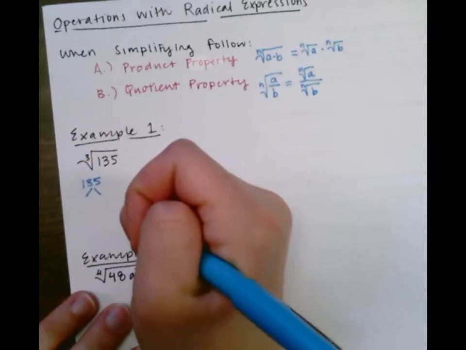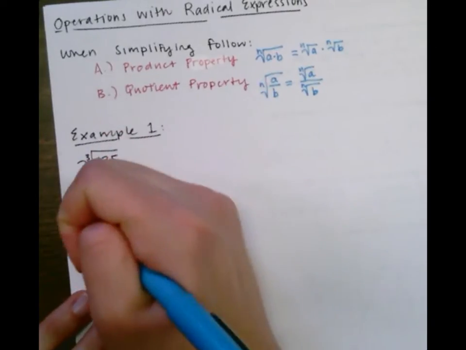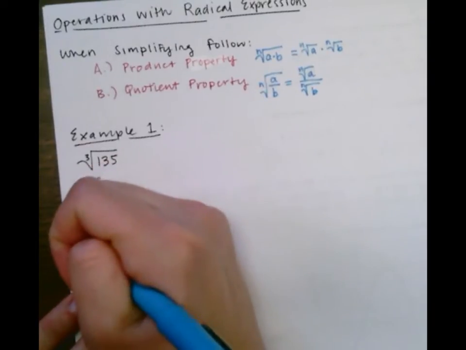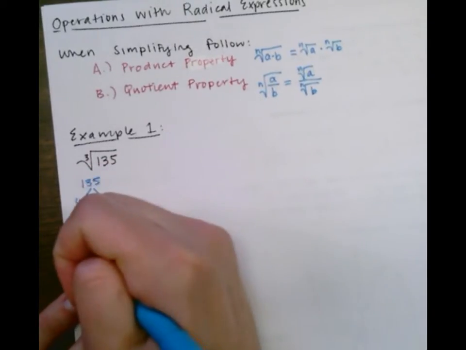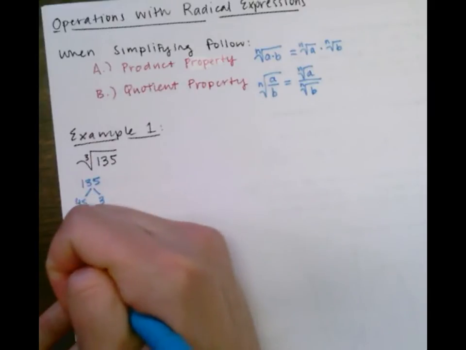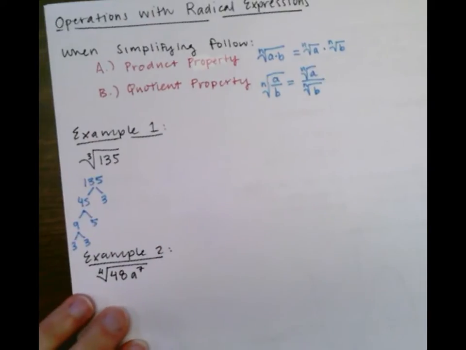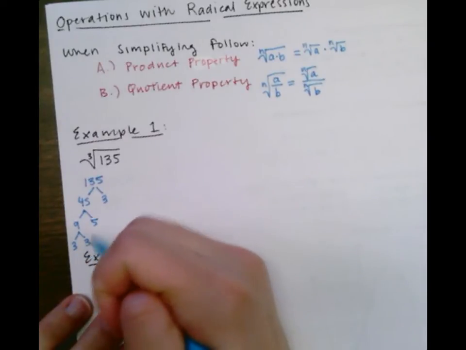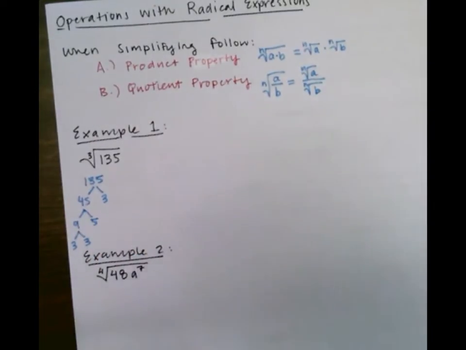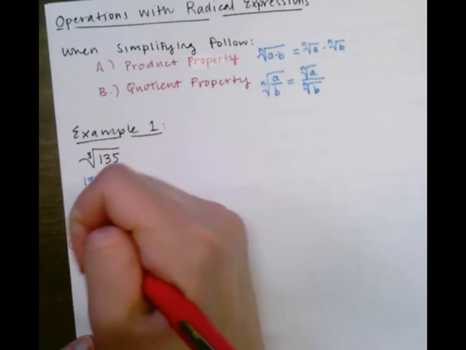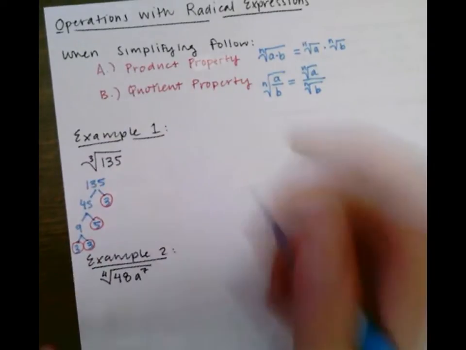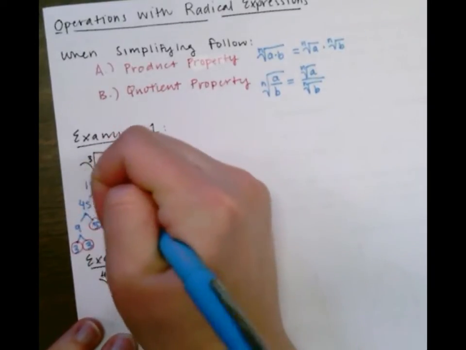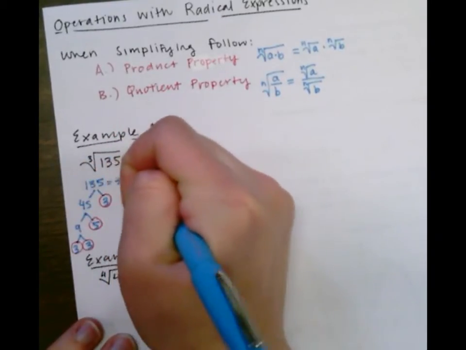You can think, what times what is 135? I know 45 times 3, and then 45 can be broken down into 9 and 5. 9 can be broken down into 3 times 3. And then 5 can't; these are all now prime numbers, right? They have 3 3s and a 5, and anything at the end of the tree is one of the factors. So that's telling us that 135 is the same thing as 3 times 3 times 3 times 5.